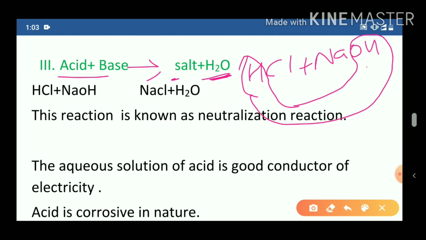We will take out this H2O, then what is left? NaCl. We can write NaCl. So this is salt and this is water. In this way we can take out salt and water.